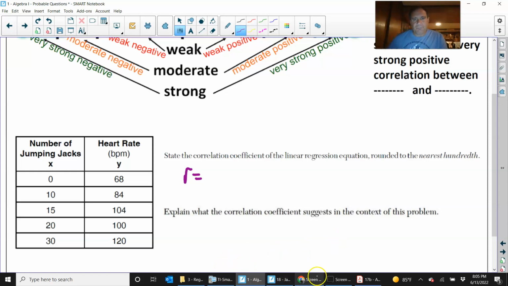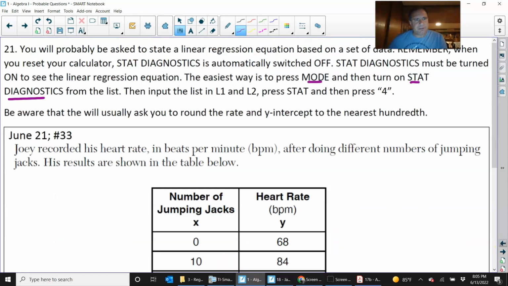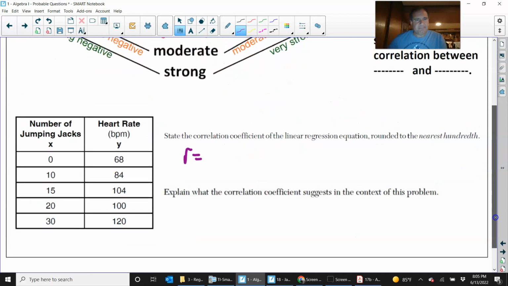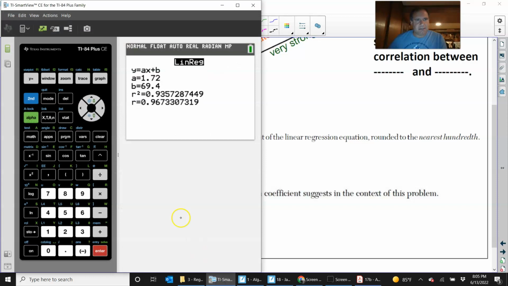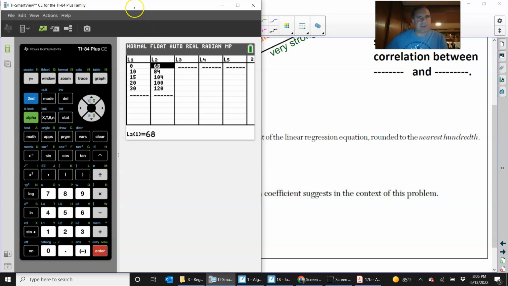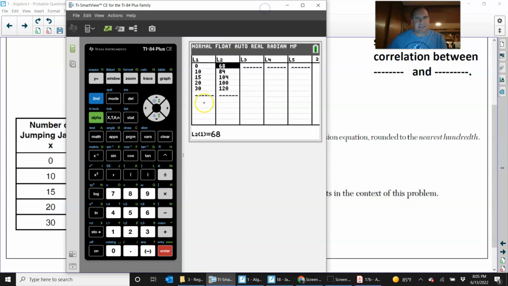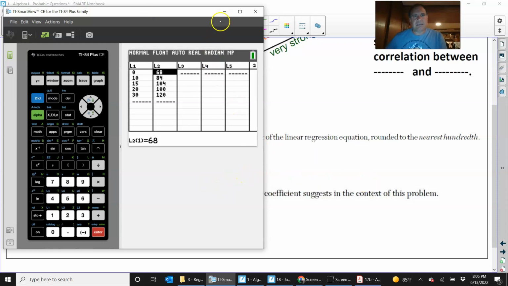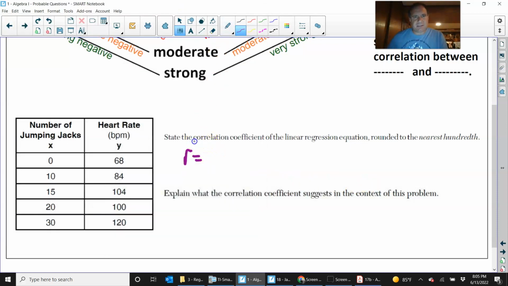So we have the jumping jacks from this. This is the same one. So we're just going to go to the table again right here, and we're going to lift up this and go back to the table. I'm going to show you that this table matches this table right here. All right, it's the same table. So we have the input in, and it says state the correlation coefficient. So now we're going to round it to the nearest hundredth.